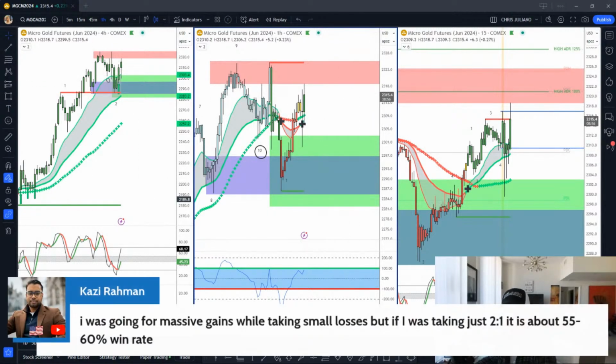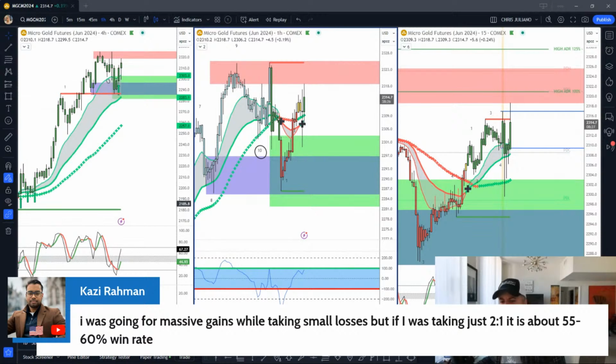It's going for massive gains while taking small losses, but if I was just taking 2 to 1, it's about 55 to 60% win rate. That's right. That's exactly right. So when you go for those massive moves, right? We really don't know how far this is going to go, do we?